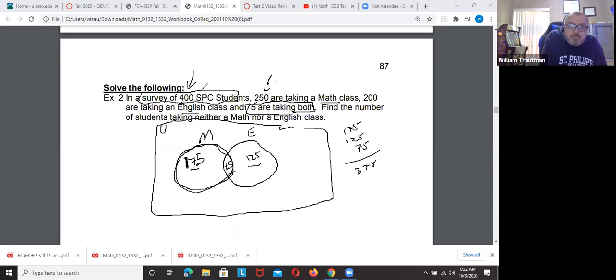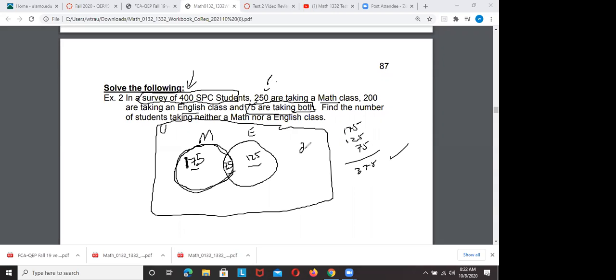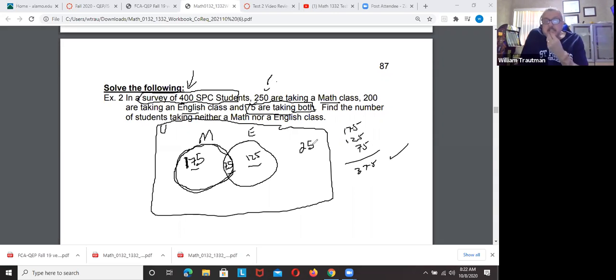Except they said there were 400 people at St. Philip's College surveyed. We only have 375. Where's the missing 25 people? They're outside in the union. Yes, they're not taking math or English. These 25 people don't have a math class and don't have an English class. There's 25 people that are outside. Remember, it said 400 people surveyed, so when you add up all the numbers inside, there should be 400. And now there are. So we do have 400 people now.